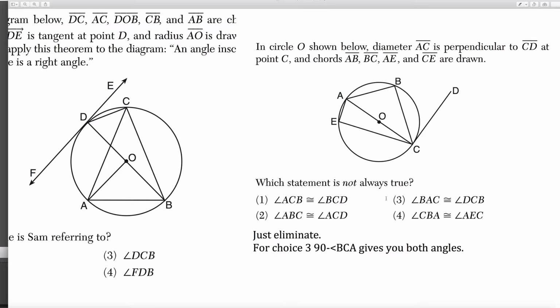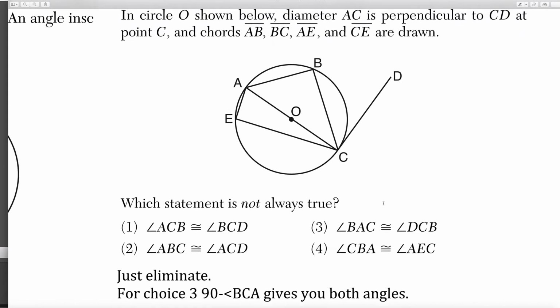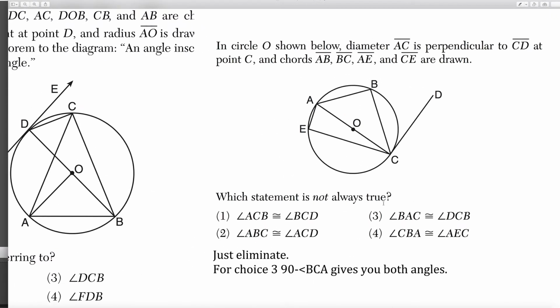Okay, so now we have: which statement is not always true? ACB is equal to BCD. I'm not sure about that one. ABC, that's a right angle inscribed by the diameter, equal to ACD, that's a right angle, so that's out. BAC, DCB, also hard. CBA and AEC are both right angles, so those are eliminated.